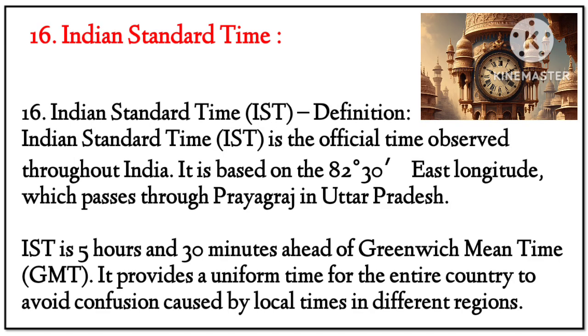16th, Indian Standard Time, IST. Indian Standard Time is the official time observed throughout India. It is based on 82 degrees 30 minutes east longitude, which passes through Prayagraj, Uttar Pradesh. IST is 5 hours 30 minutes ahead of Greenwich Mean Time. It provides uniform time for the entire country, avoiding confusion caused by local times in different regions.